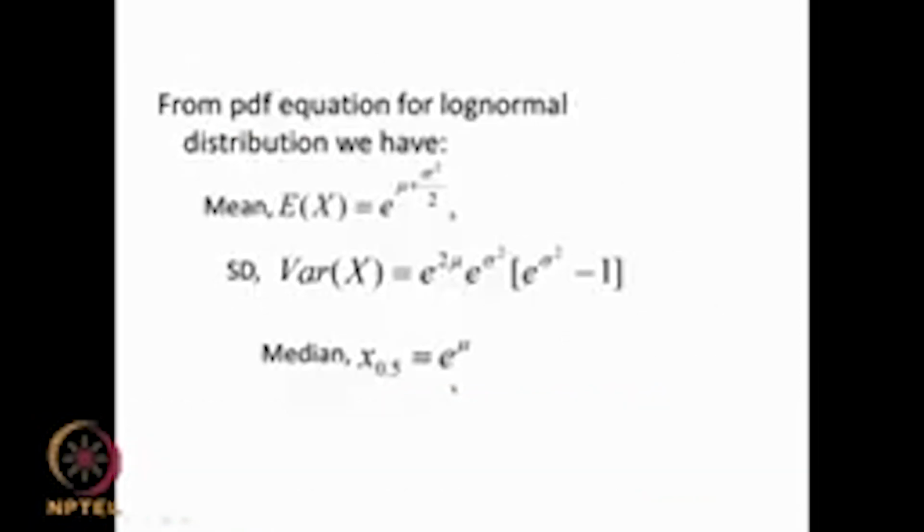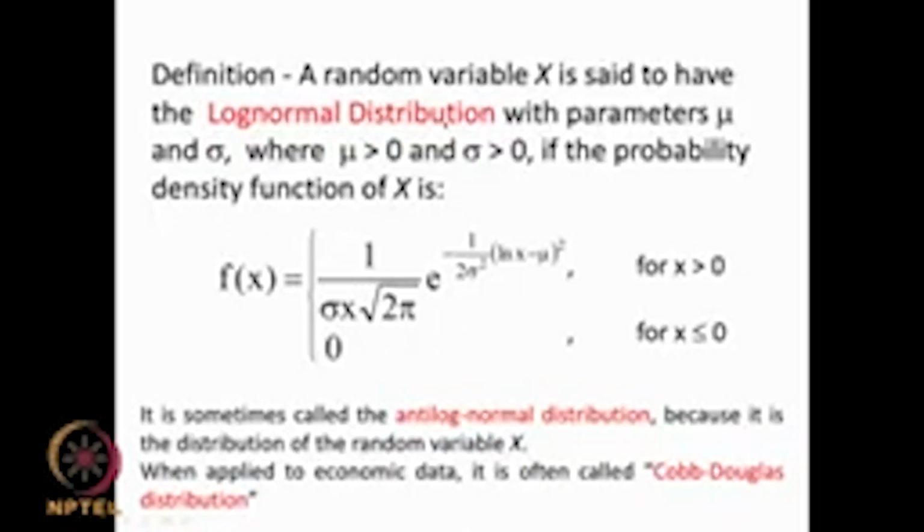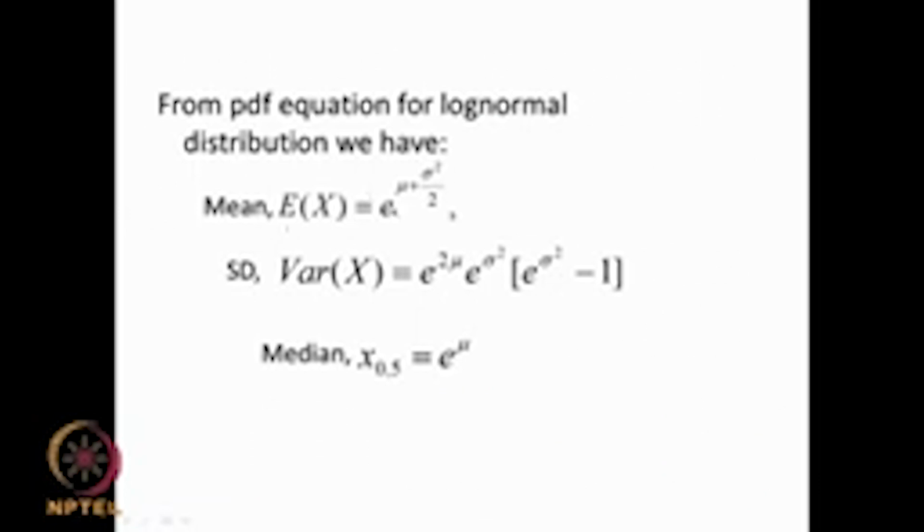The probability density function and distribution function for the log normal. So, the mean is given by e raised to mu plus sigma square by 2, where mu is your mean, and sigma is your standard deviation, and then variance is given by e raised to 2 mu plus sigma square, times e raised to sigma square minus 1, and the median, that is at the 50% point, is given by e raised to the power mu.